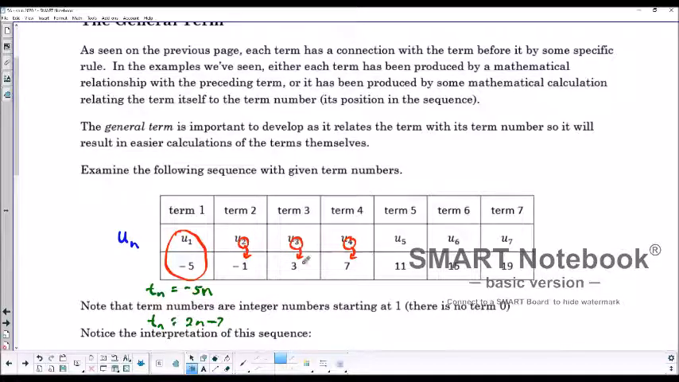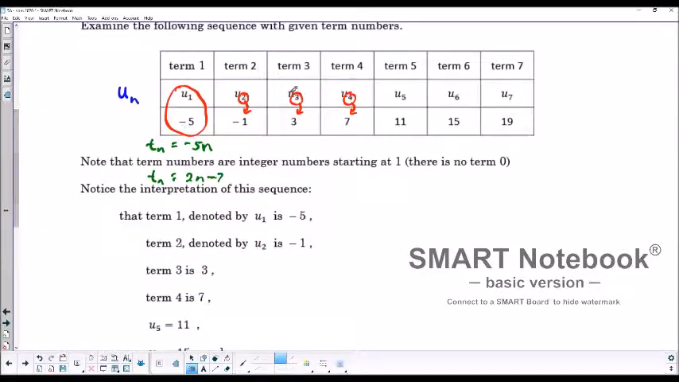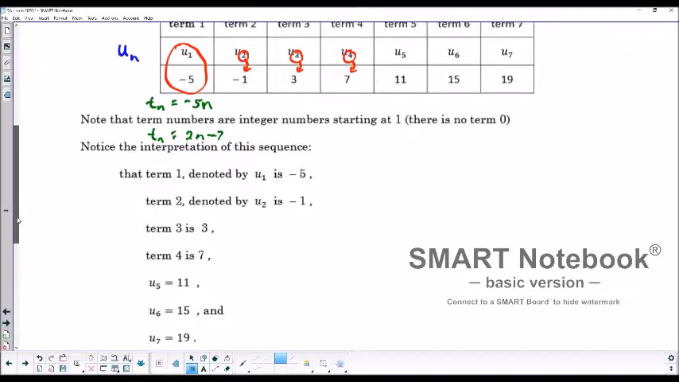So there are a bunch of different ways. At the beginning, it's just a little bit of trial and error as we try to find what that general term is. And just to state what each of these terms are: term 1 is u sub 1, which is -5. Term 2 is u sub 2, which is -1. Term 3 is u sub 3, which is 3. u sub 4 is 7. u sub 5 is 11, etc.